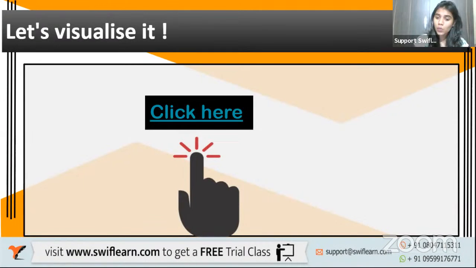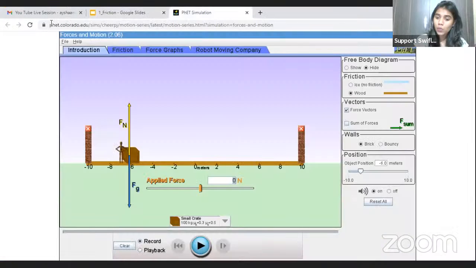Now we will do a small simulator to understand the direction of the various forces that are acting on an object. Here you can see the arrows. This person is going to move this box. The surface over here is wood. This brown color surface that you see is wood.